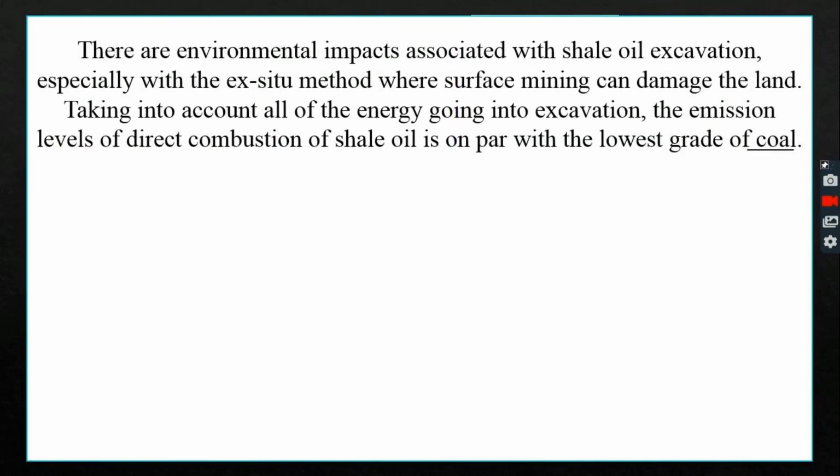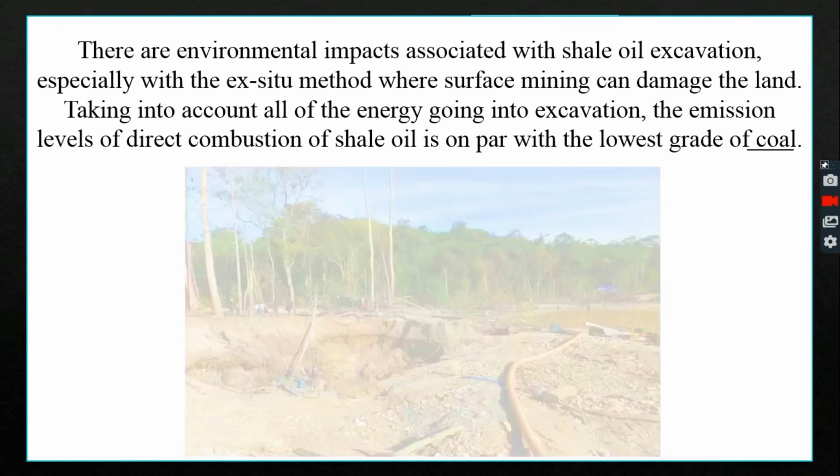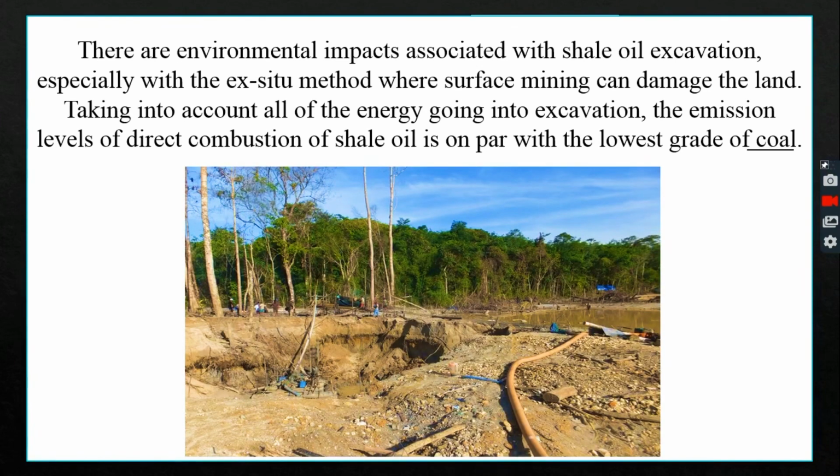For the oil shale environmental impact, there are environmental impacts associated with shale oil excavation, especially with the ex situ method, where surface mining can damage the land. This picture shows how the extraction damages the land when we try to extract the shale oil.